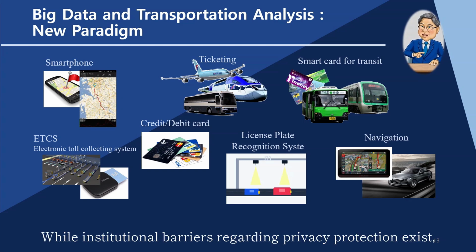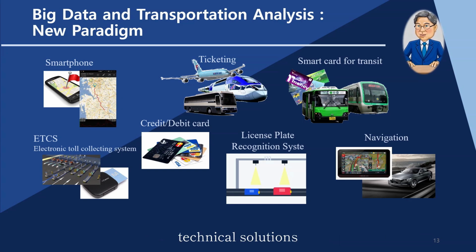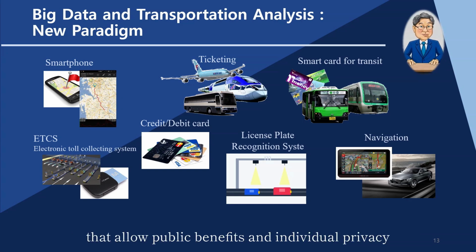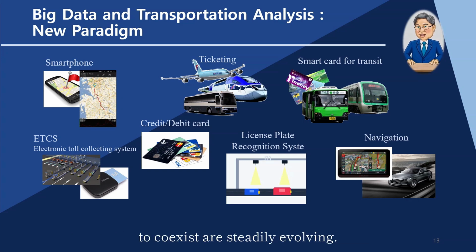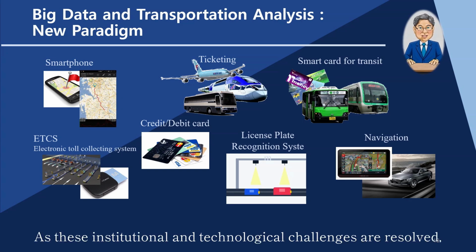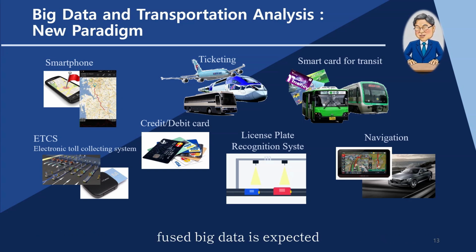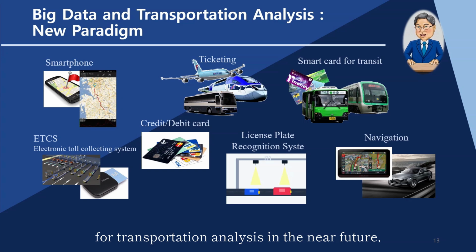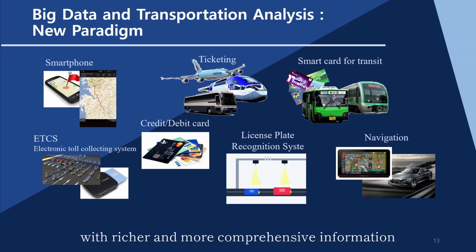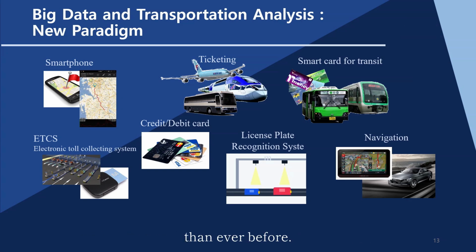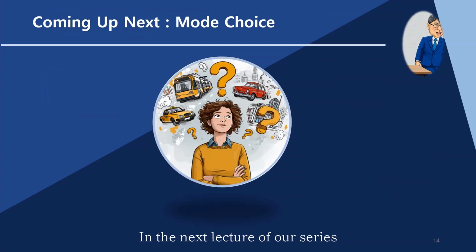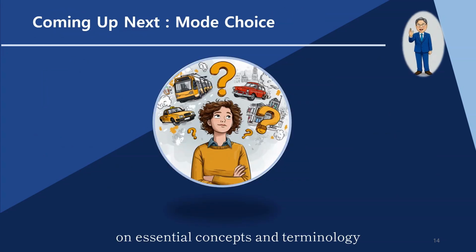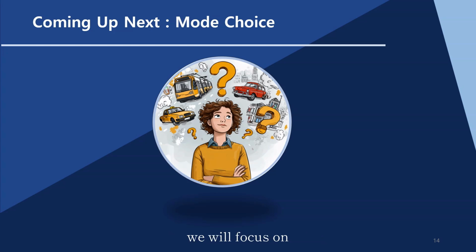While institutional barriers regarding privacy protection exist, technical solutions that allow public benefits and individual privacy to coexist are steadily evolving. As these institutional and technological challenges are resolved, fused big data is expected to become the most trusted standard foundational dataset for transportation analysis in the near future, providing the transportation field with richer and more comprehensive information than ever before. In the next lecture of our series on essential concepts and terminology in transportation planning, we will focus on the topic of mode choice.